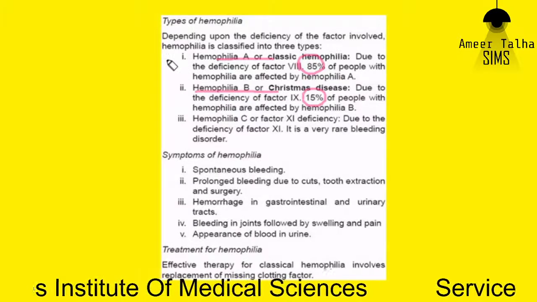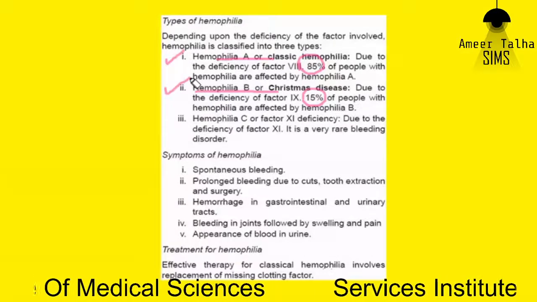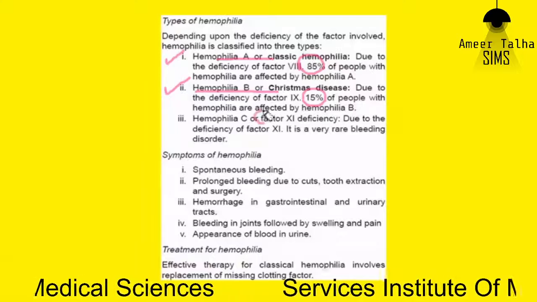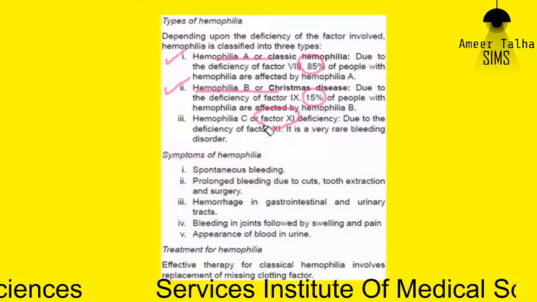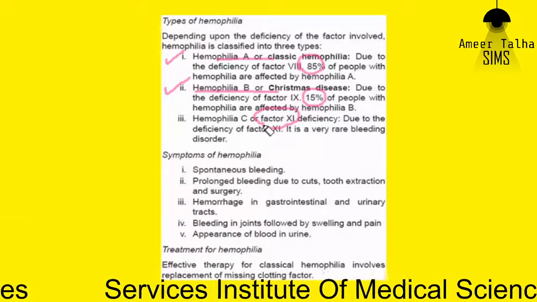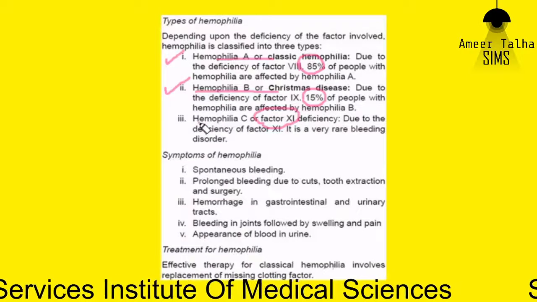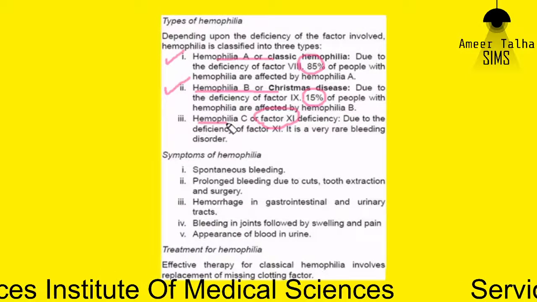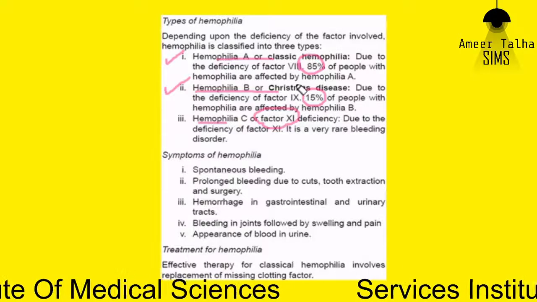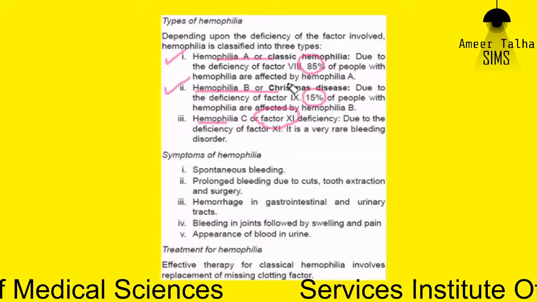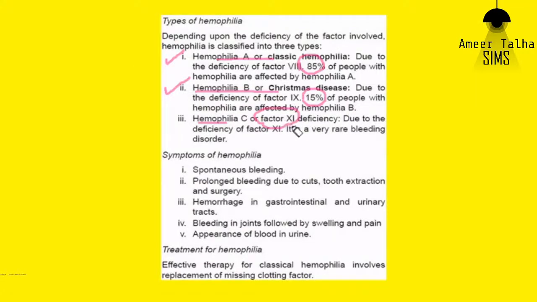These are the important types, hemophilia A and B. In some patients, very rarely, there is deficiency of factor 11. The other name for factor 11 is anti-hemophilic factor C, and this will lead to hemophilia type C. So remember, this is factor 11, not 9. So deficiency of factor 8, 9, and 11.